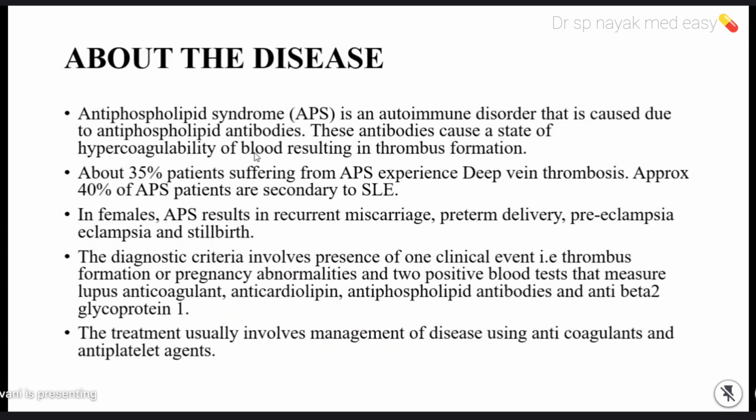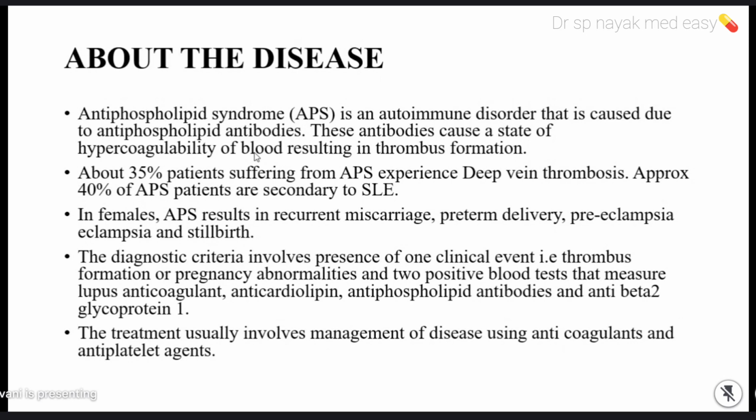In females, APS results in recurrent miscarriage, preterm delivery, preeclampsia, eclampsia, and stillbirth. The diagnostic criteria involve the presence of one clinical event, that is thrombus formation or pregnancy abnormalities, and two positive blood tests that measure lupus anticoagulant, anticardiolipin, antiphospholipid antibodies, and anti-beta 2 glycoprotein 1.